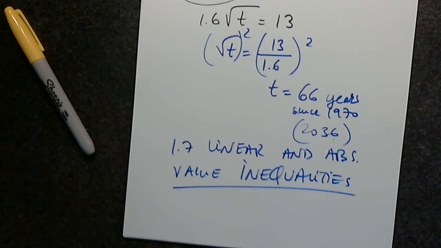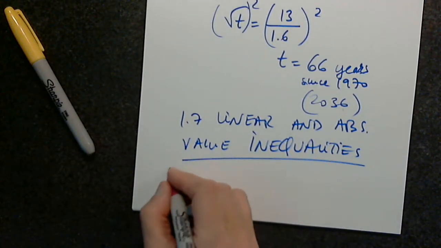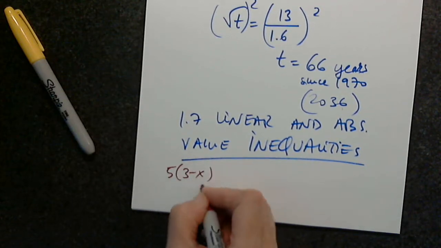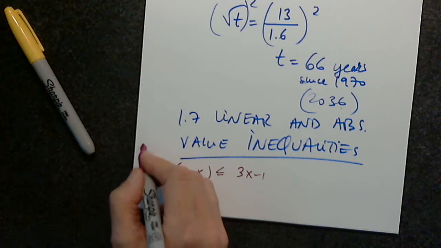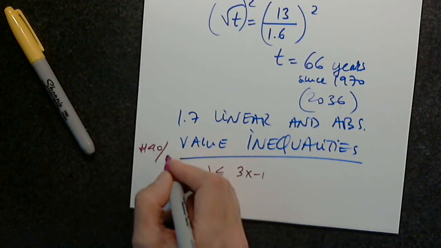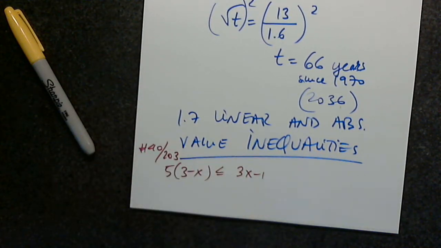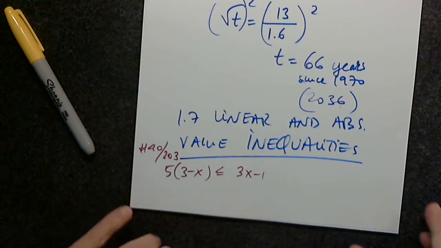Okay, let's start with linear. I'm sure we remember this, but we have to look at one or two. So let's say 5 times 3 minus x. I'll copy in a moment the page and everything. So this is problem 40 on page 203. This is also a review, and we're going to review interval notation as well in a minute. Ready? What would you recommend?